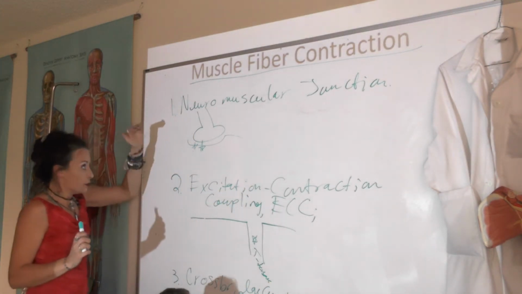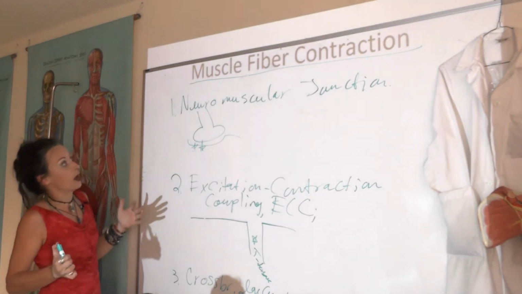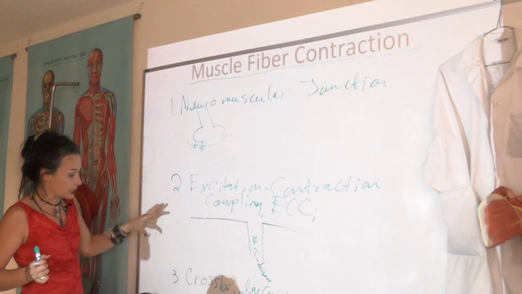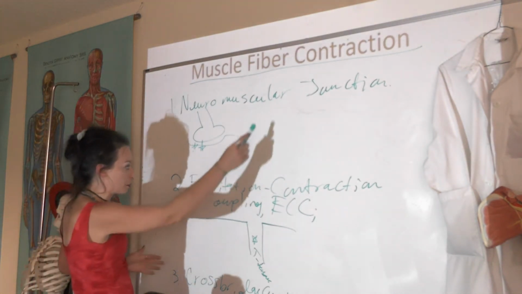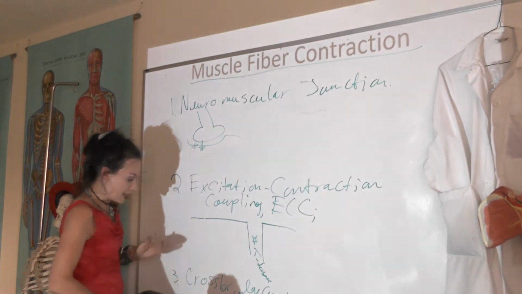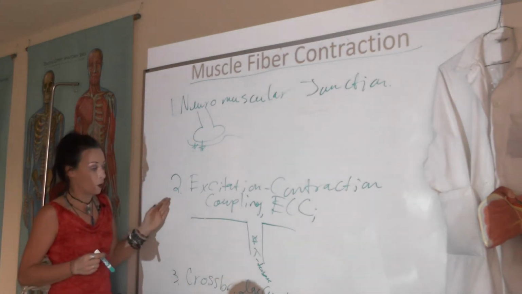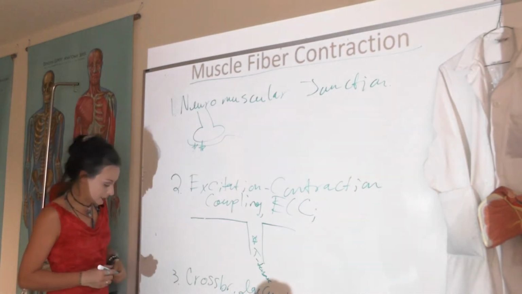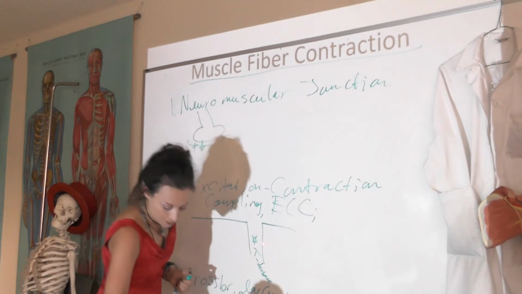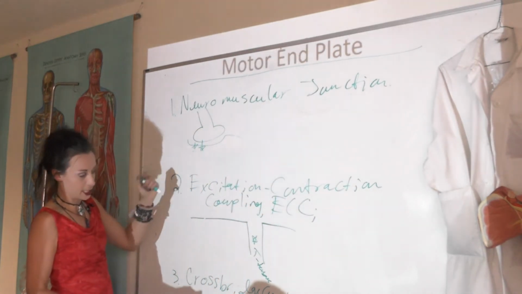So there's a summary figure in your book, which would have been up here in a normal class, and it's taking you through all of the steps in these 3 steps. Okay, so we're going to look at these areas in more detail. Let's now look at what happens at the motor end plate right here.